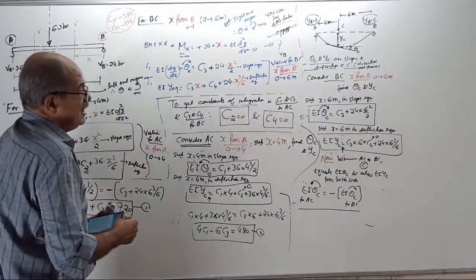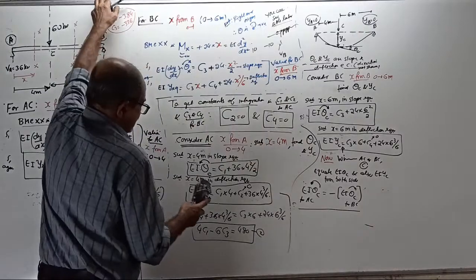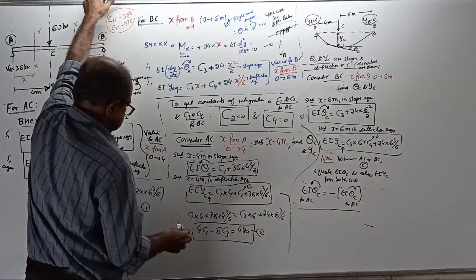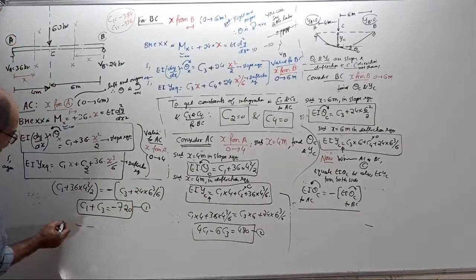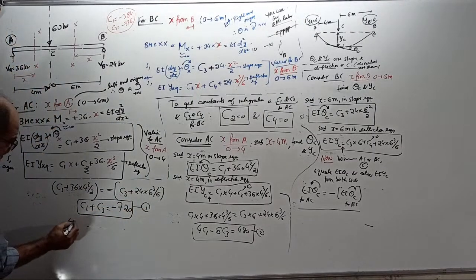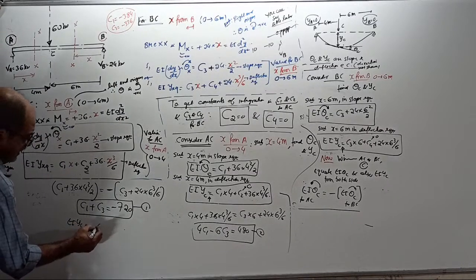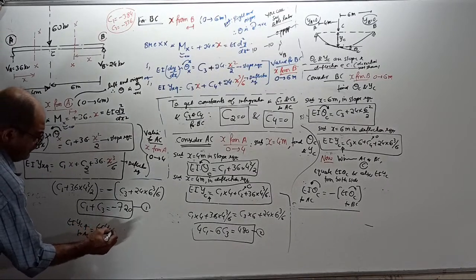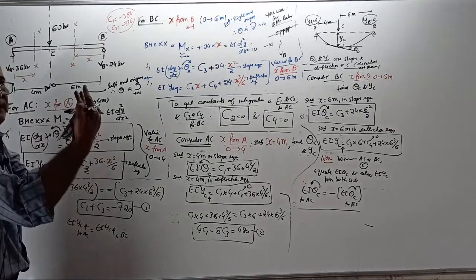And your equation number 2 will not change. See, where is equation number 2 I wrote? Okay, then this is the first one. Then next, EIy' for the AC portion equals EIy' for the BC portion. Why? Because both have the same sign convention.